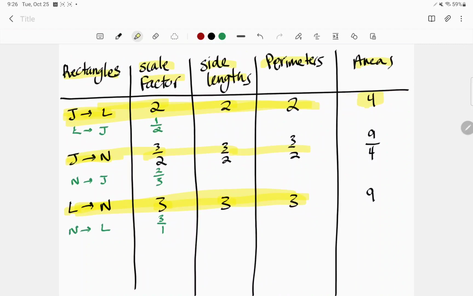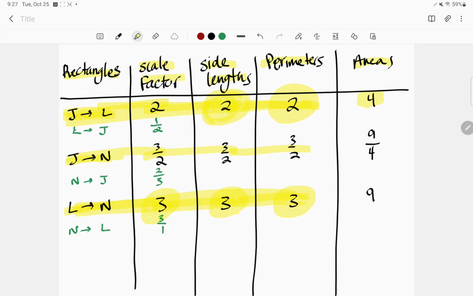All right, you ready? When you apply a scale factor to a shape, the side lengths and the perimeters are going to change by that scale factor's multiplier, right? So if the scale factor, for example, is 2, then the side lengths and the perimeters are going to change by that scale factor. The perimeter will double, and the side lengths will double if it's by 2. If the scale factor is 3, then the side lengths and the perimeters will triple.